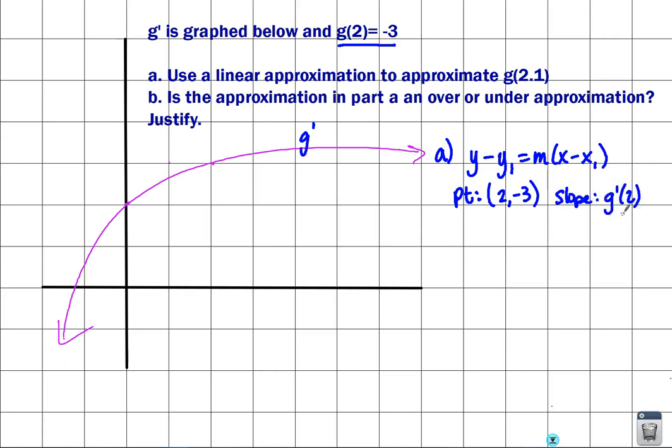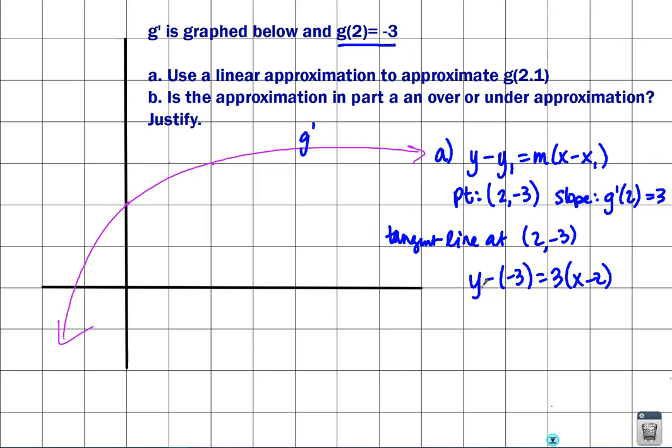I just look at the curve that I have. G prime of 2 is 3. So my tangent line at (2, -3) is going to be y minus -3 equals 3 times x minus 2. Okay, this is the equation for the tangent line at 2 on my original curve, at the point (2, -3).